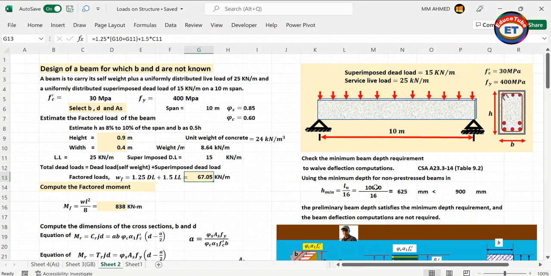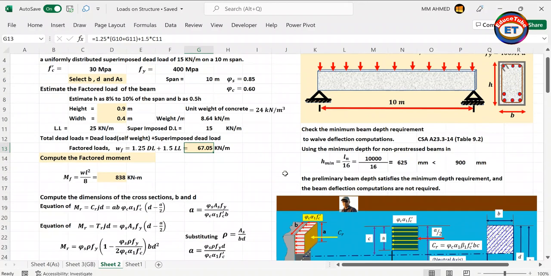So ln it is 10 meter by 16, we got 624 millimeter height, minimum height will be 625 millimeter. But I have taken 900 millimeter, so surely it is less. So I can write the preliminary beam depth satisfied the minimum depth requirements and beam deflection computations are not required.